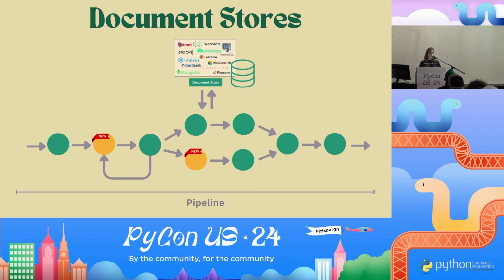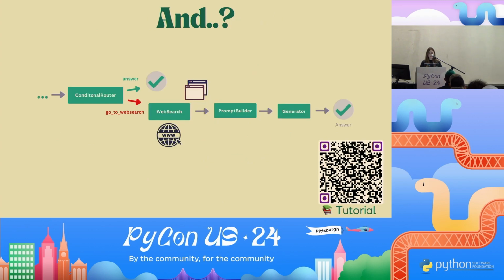So what can we build with this type of stuff? I've got some examples, and then hopefully I'm going to try to show you some demos if this works well. But for example, I could have a branching pipeline where I have a conditional router, and if the answer exists in your database, fine, you're good, I give you the answer. But if it doesn't exist in my database, then I can maybe route the pipeline to something that does web search, and then that does something with that.